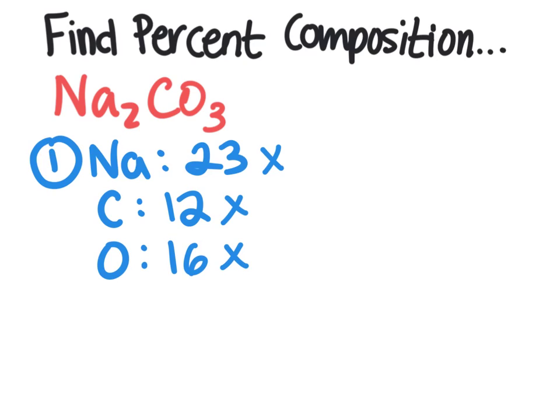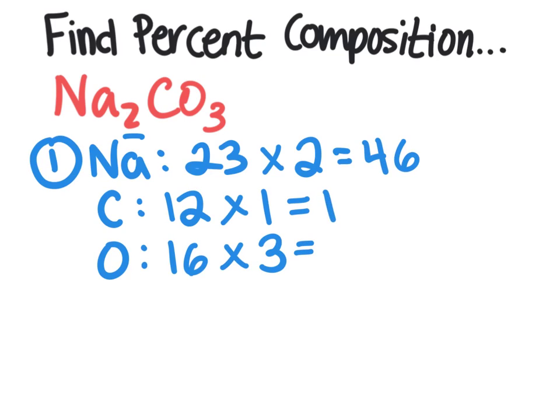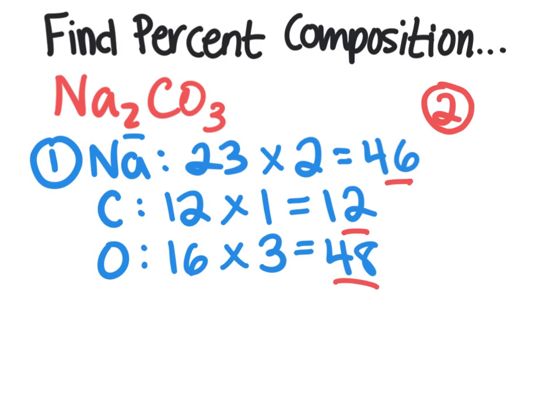Now I need to multiply by how many? I can see that I have 2 sodiums, I have 1 carbon, and I have 3 oxygens. So when I multiply, you can use a calculator, you're able to get how much they contribute to the overall mass. So step 2 is just getting a total. We're just adding up 46 and 12 and 48, and that's going to be 106 because I just added those 3 numbers together.